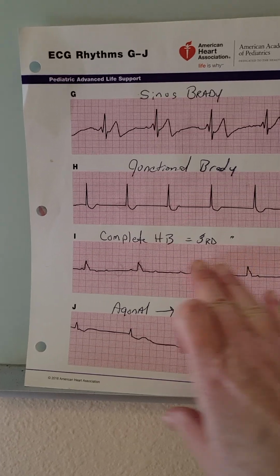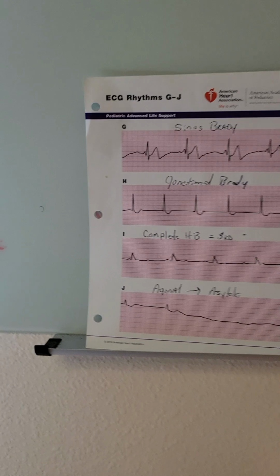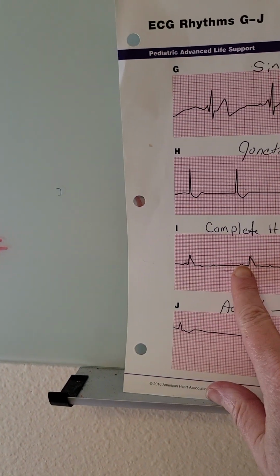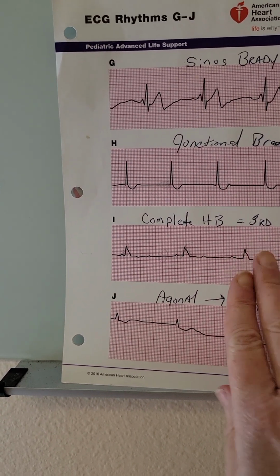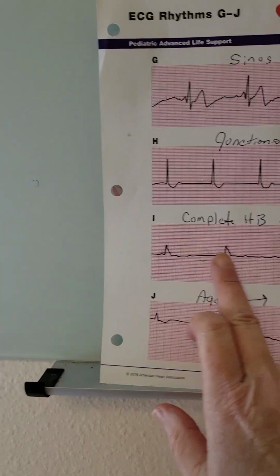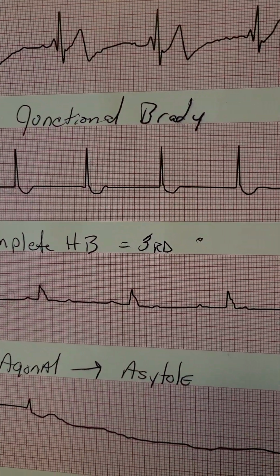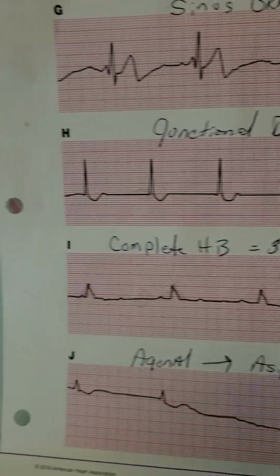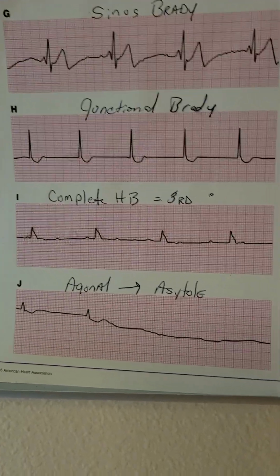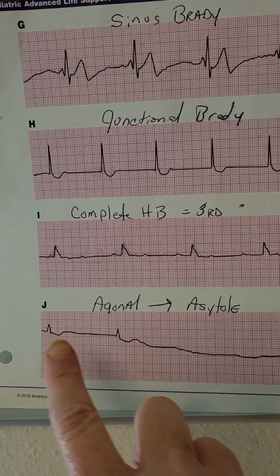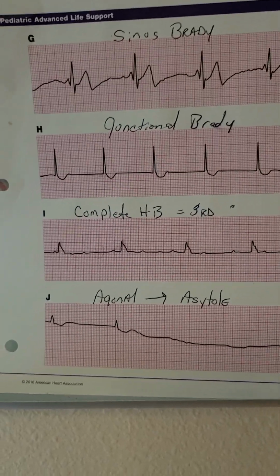Here's a complete heart block. How do I know? Because I'm looking at the relationship between the P and the QRS and the T. And I notice that it's different. If I have my protractor out, the P to the QRS is different in every single segment. Come take my ACLS class. You will know this was a 3rd degree heart block before I ever told you. There's an agonal rhythm going down to asystole. That's not good. That makes me sad.